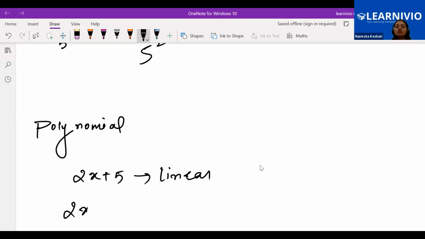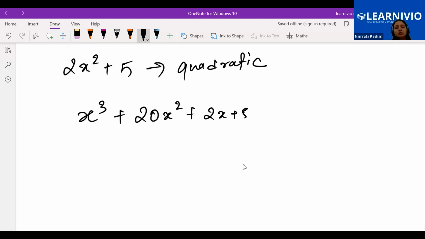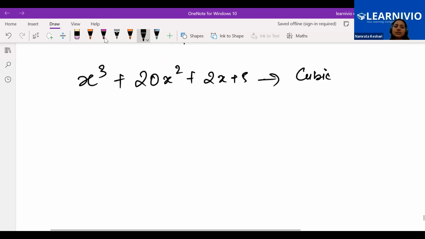If the degree is 2, it's called a quadratic polynomial. If the degree is 3, maybe x cubed plus 20x square plus 2x plus 5, it's a cubic polynomial. So this much only you need to know. The standard form of a polynomial function in your book is written like this: f of x is equal to.